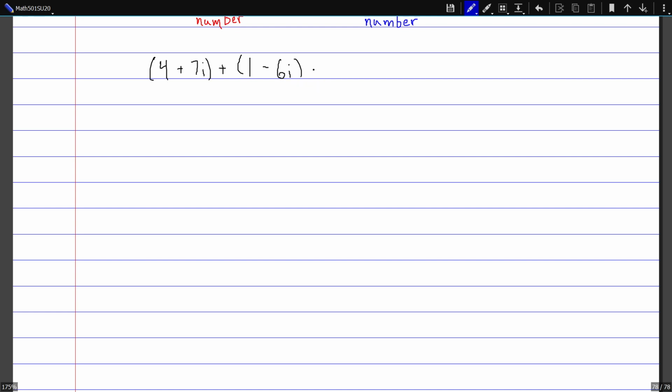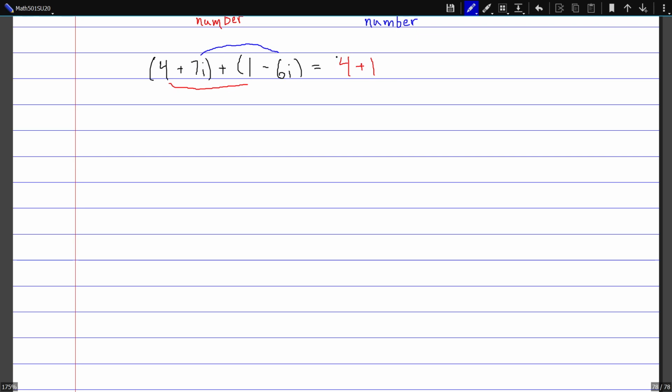So again, just follow the rule. Real goes with real and imaginary goes with imaginary. So in this case, I'll be doing 4 and 1. 4 plus 1, because that's addition. And then I'm also going to be doing 7i and negative 6i. They're still being added together.